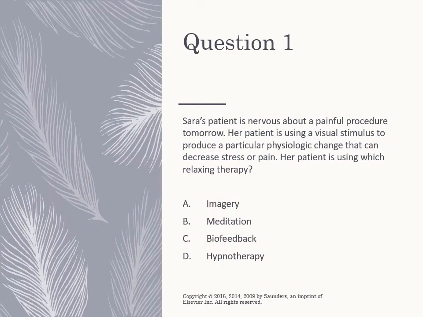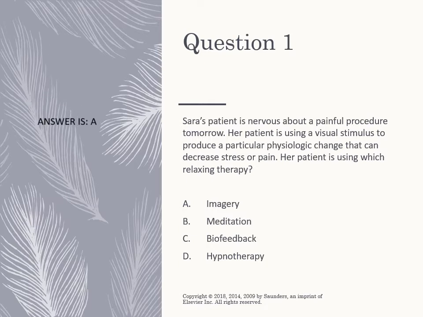Okay, question 1. Please take a moment to review this question and post your response. Sarah's patient is nervous about a painful procedure tomorrow. Her patient is using a visual stimulus to produce a particular physiologic change that can decrease stress or pain. Her patient is using which relaxing therapy? Is it A, imagery, B, meditation, C, biofeedback, or D, hypnotherapy?